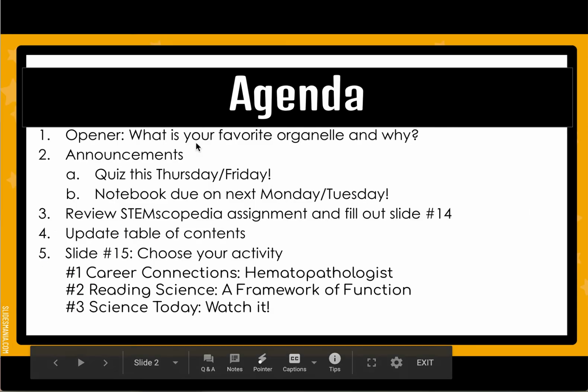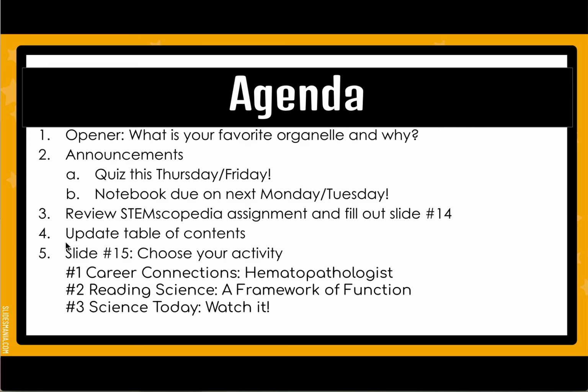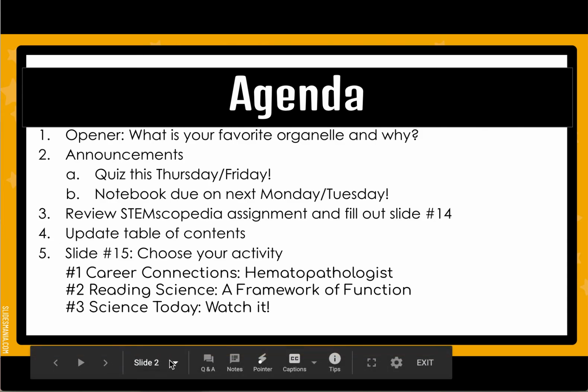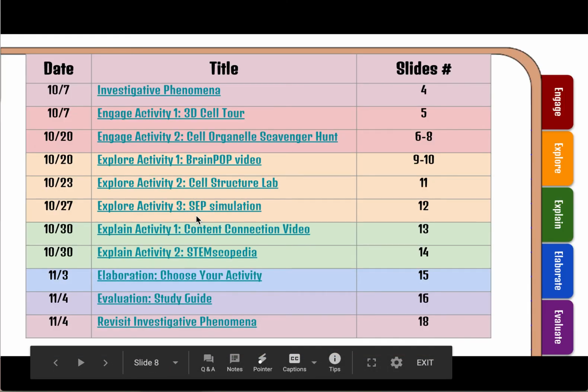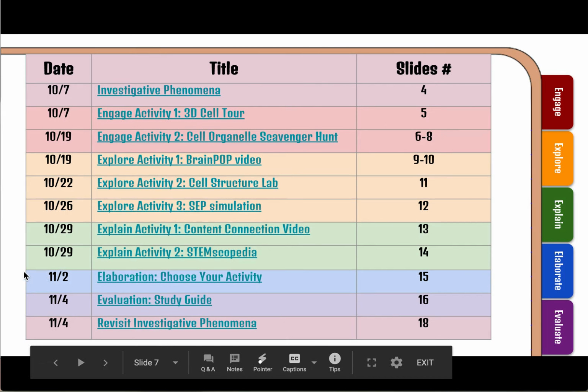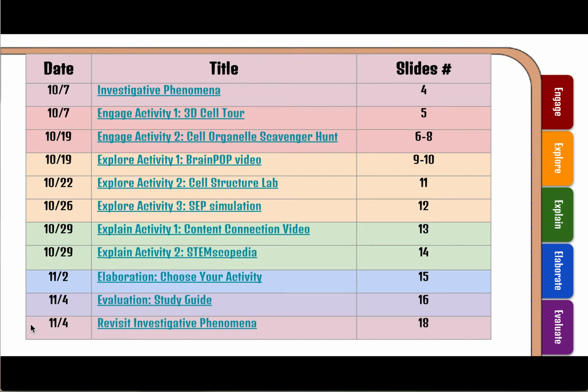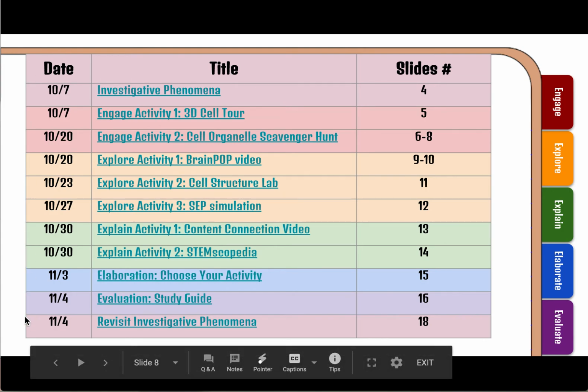Alright, now we are going to move on to updating your table of contents and slide 15. Alright, let's take a look at your table of contents. So right here, this is your table of contents. Today we are going to go through elaboration, choose your activities. And on Wednesday, we will go over evaluation, study guide, and visit investigative phenomenon. These are the dates for the odd period. If you are in my even period, please use this date right here. So it will be November 3rd, and then the last 2 days will be November 4th.